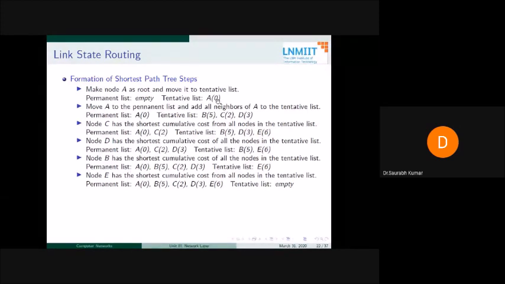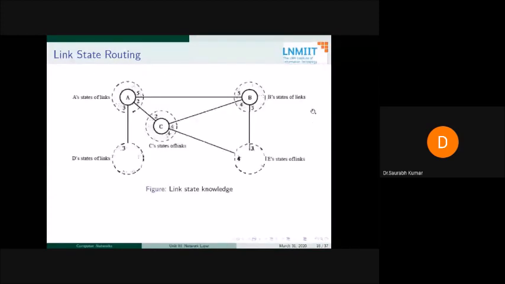If you travel from A to A, the value will be 0. That's what the bracket 0 signifies over here. Now we move A to the permanent list. It is written permanent over here. I will change it. Move A to the permanent list and add all neighbors of A to the tentative list. Which are those neighbors? If you see, it is B, C, and D.